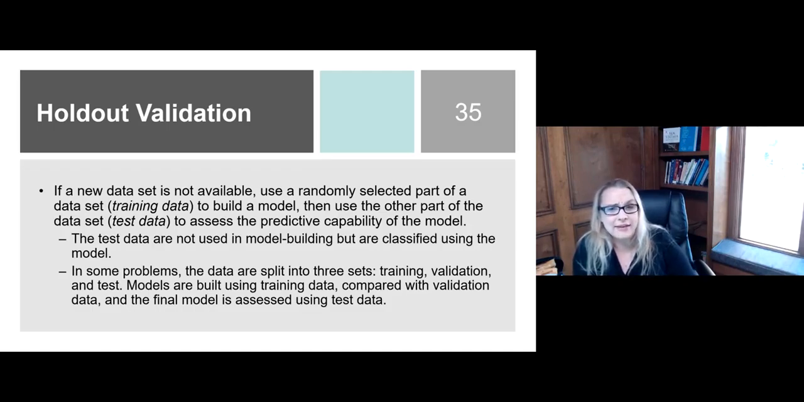So if a new data set is not available, then we will randomly select a training data set and a test data set so that we can assess the predictive capability on the test data set. And again, just as a reminder, the test data set or validation data set is not used to build the model. And in this case, we will then use that to validate the overall model. In some problems, you may actually have 3 splits of the data. So you can have your training set, which you use to train your model, a validation data set, which you use to tune your model, and a test data set to validate that it generalizes well and that it is not overfitting.